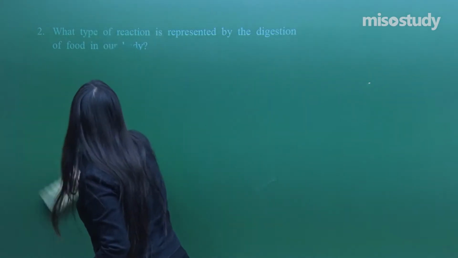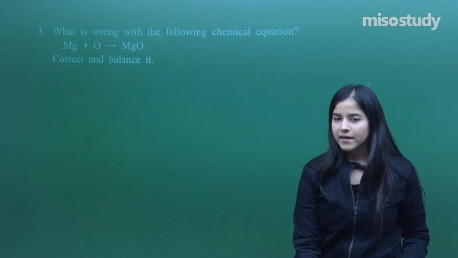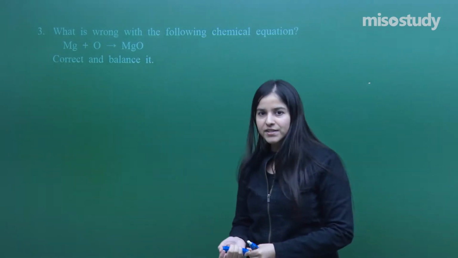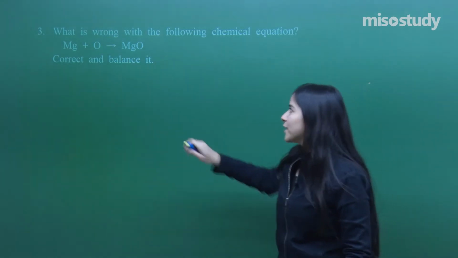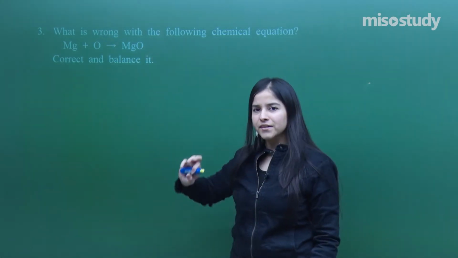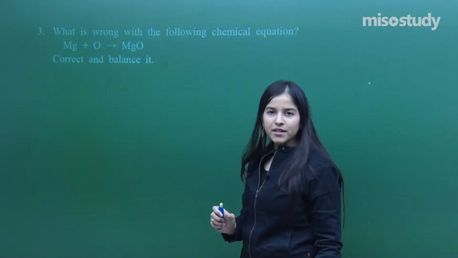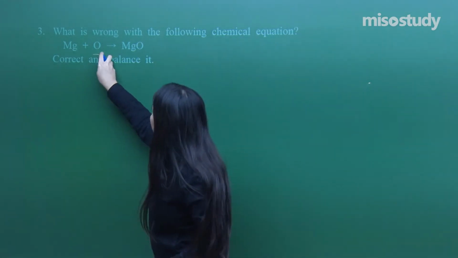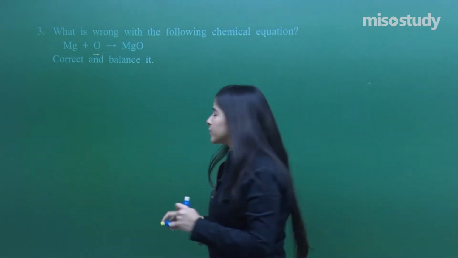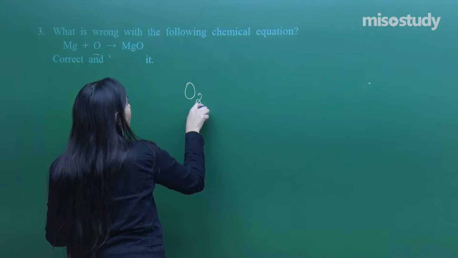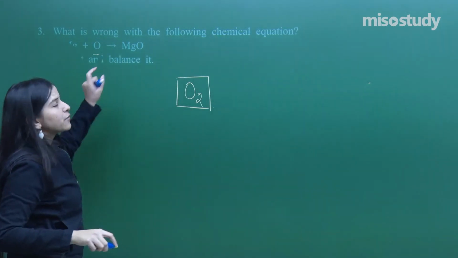Now, question number 3. The equation that I just told you has come up. What is wrong with the following equation? Are you able to judge what is actually wrong in here? Yes, it is not balanced, that is one thing. Second, if you look carefully at O, does oxygen exist like that? No, it exists in the form of O2. That is what is wrong with this equation.